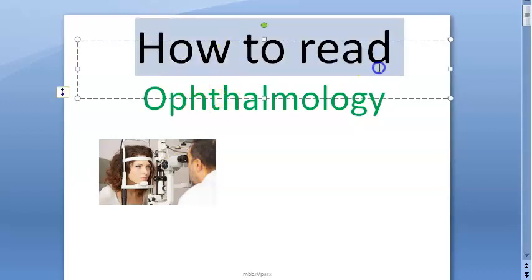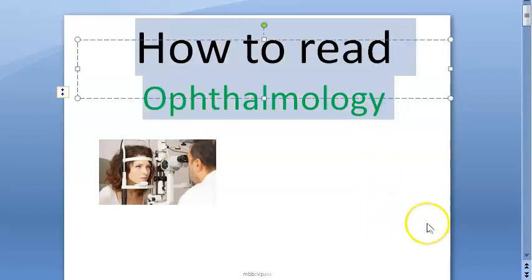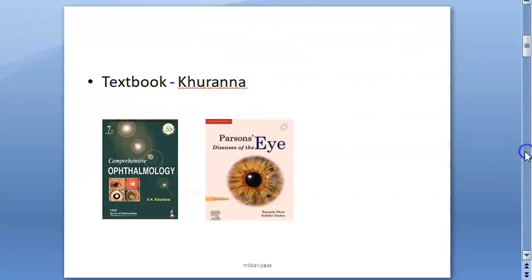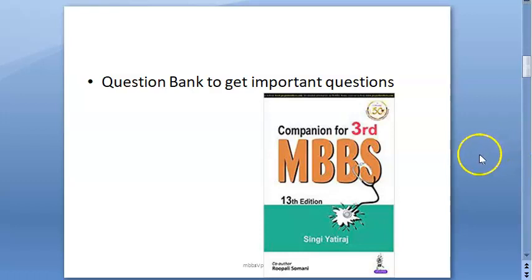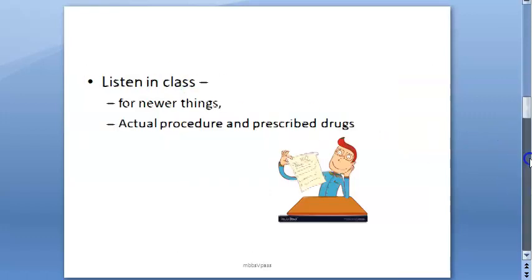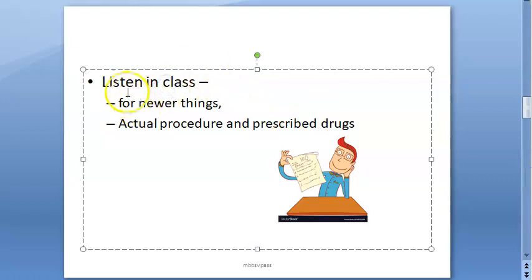Hello people, in this video we want to understand how to read ophthalmology. So basically for ophthalmology, the usual textbooks, whichever you want, you will refer. Get a question bank to know the previous year question papers and what important questions they are asking, right? Then you also get solved question papers if you want. You can buy those, not very recommended actually.